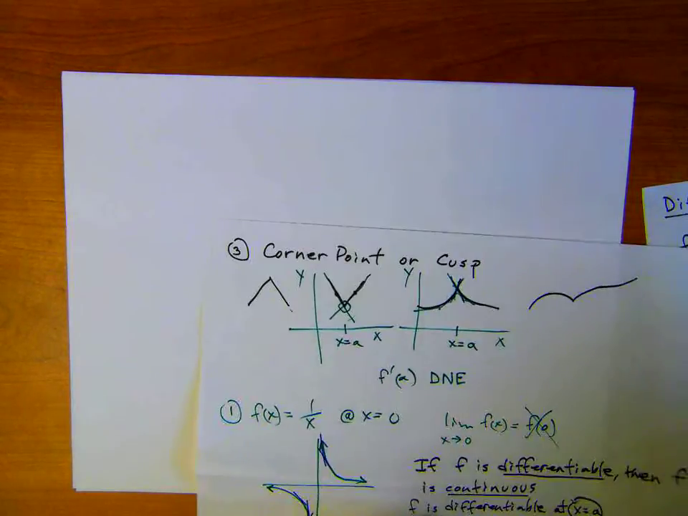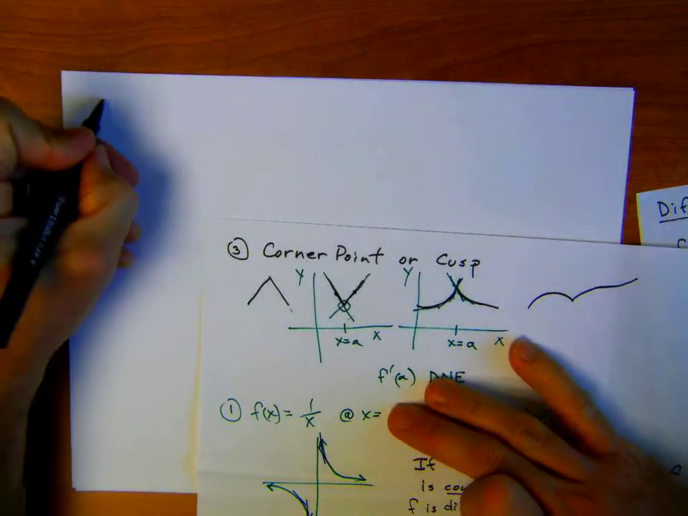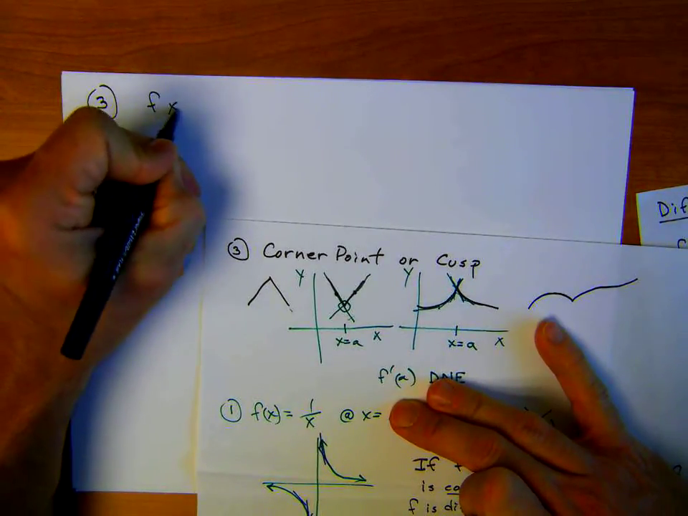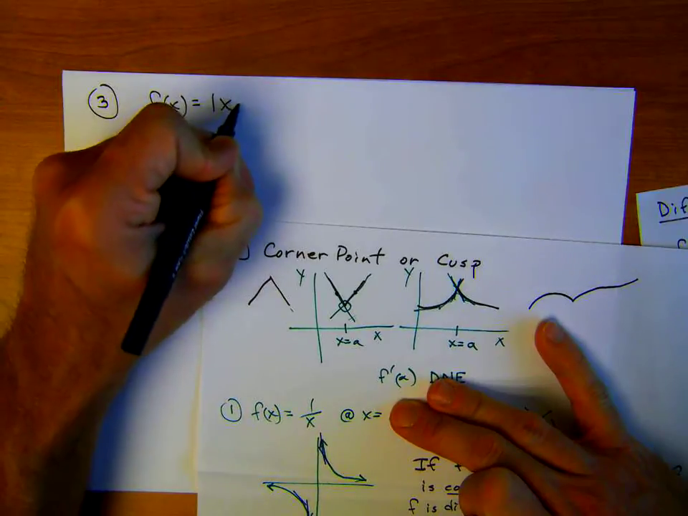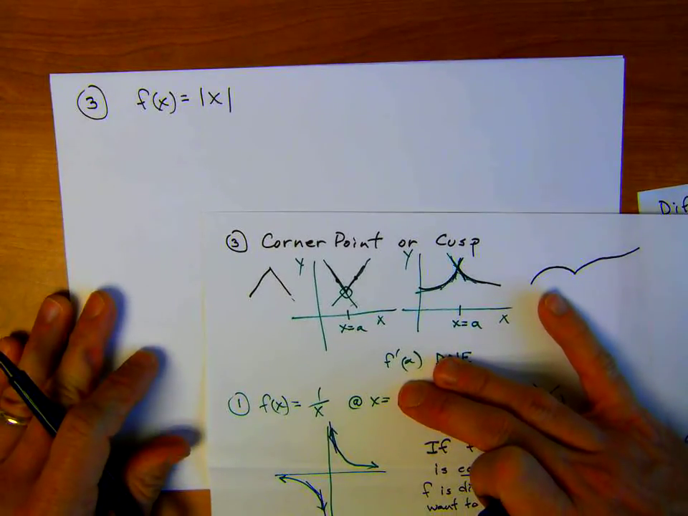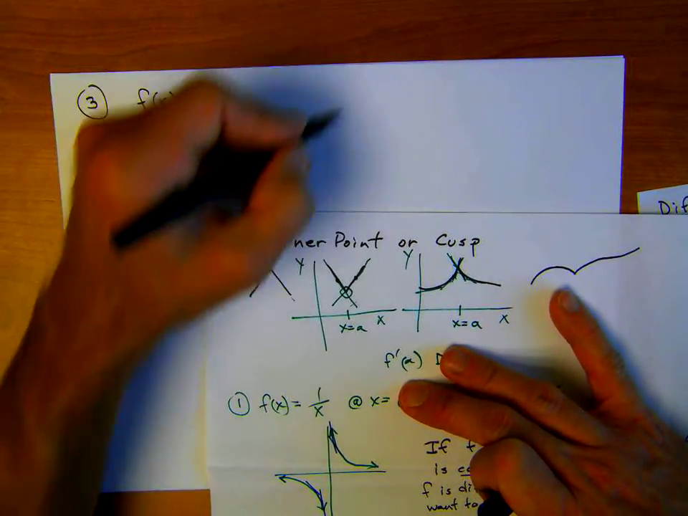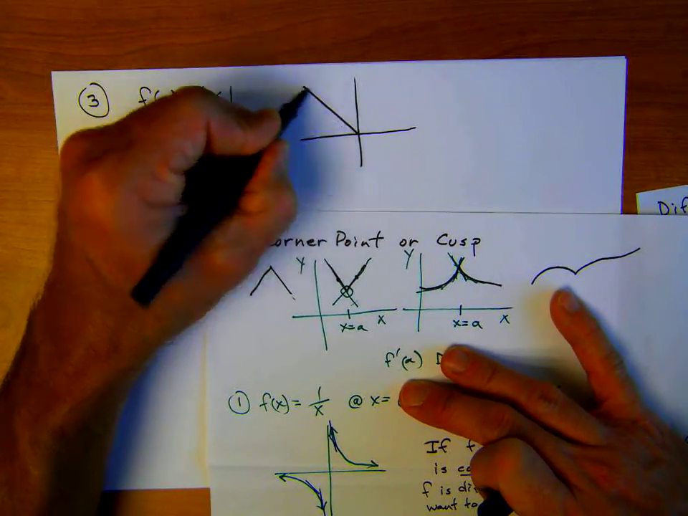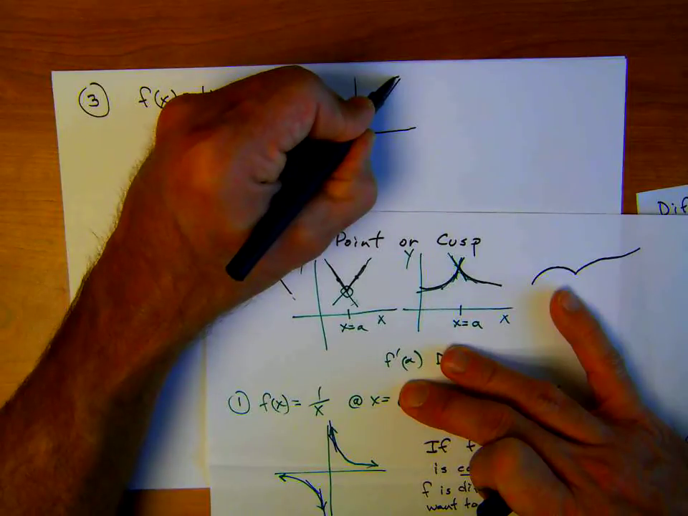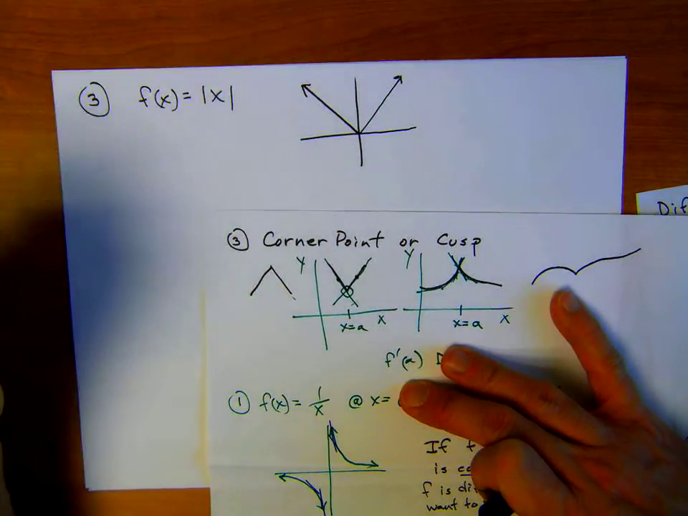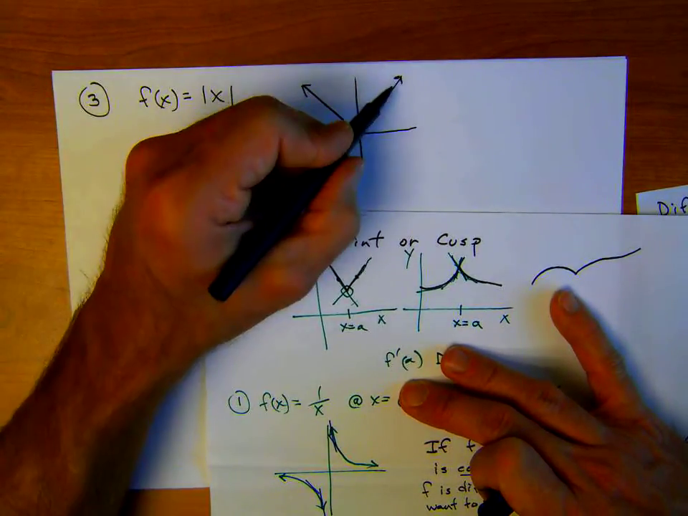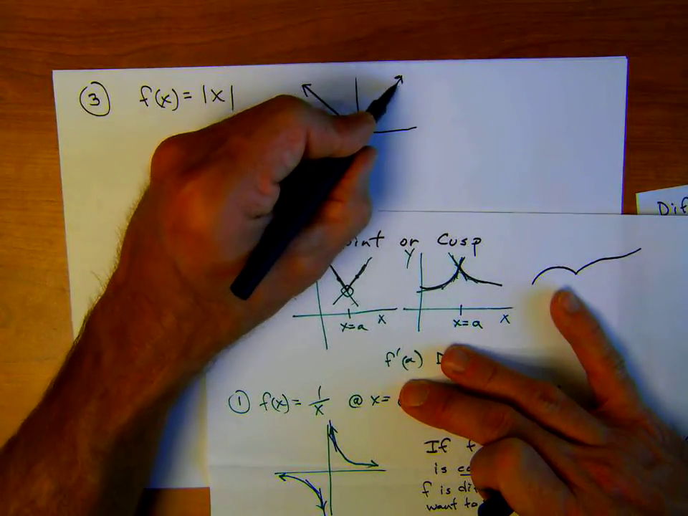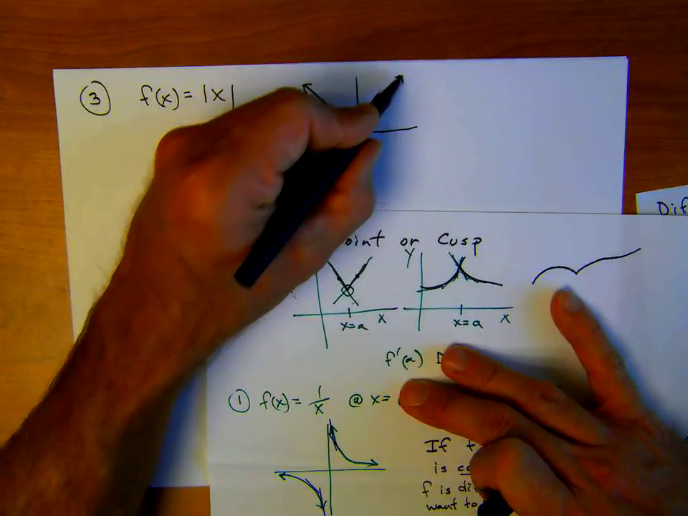All right, so our example for that one is to let f of x equal the absolute value of x. If you recall the graph of absolute value, remember that the derivative is the slope of the tangent line, and the slope of the tangent line to this part right here, right?